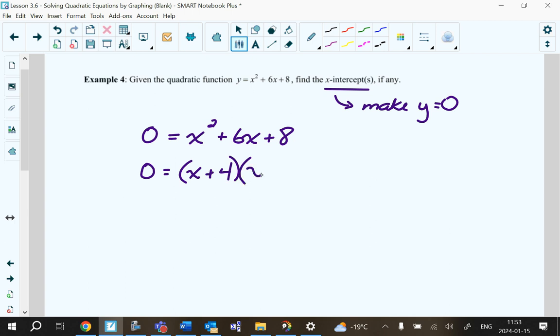And then we set each factor to 0, so x plus 4 is equal to 0. Therefore, one of our x-intercepts, because that's what we're finding, is negative 4. And the other one is negative 2.